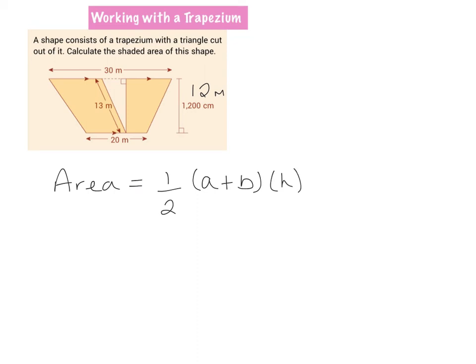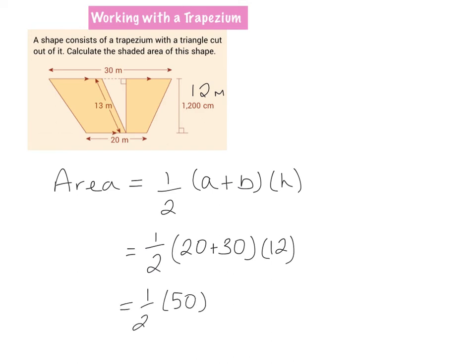Okay, so A and B are the top and bottom, so the 30 and the 20 centimeters. So we have a half of 30 plus 20. Okay, and that's multiplied by the height of 12. Now we know that that's a half of 50 times 12, which we know is going to equal 300 meters squared.